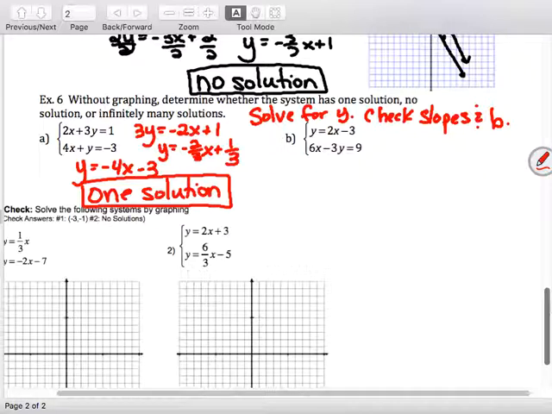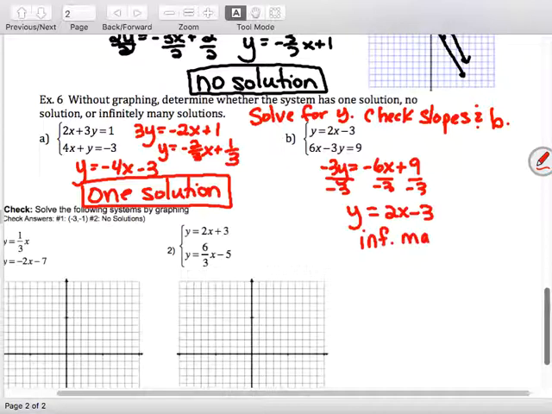Letter B, I solved the first one for you, so the second one I'm going to subtract 6x, and I'm going to divide by -3, and I'm getting y equals 2x minus 3. Uh-oh, those are the exact same lines, right? Say it again. Infinite solutions. Yeah, so we're going to say infinitely many solutions. And you are welcome to abbreviate.